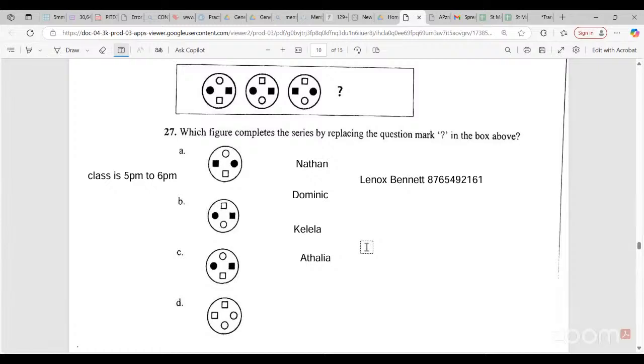So, sir, the next one shows us a square and a circle that are on the same side as before. And now, sir, the ones that are going up are in the same direction, sir. So the answer I got was A.